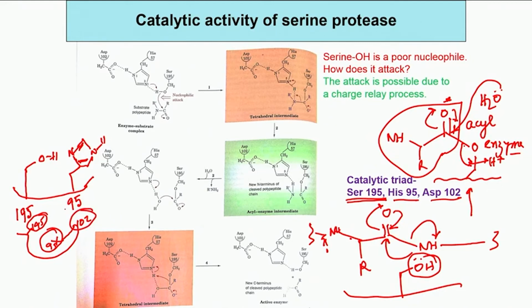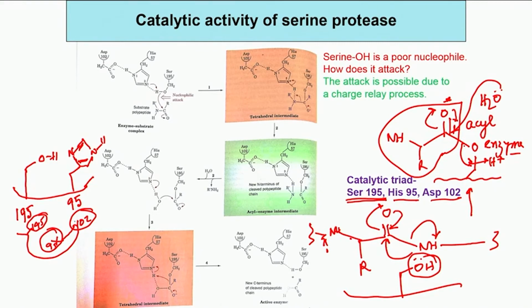aspartic acid, aspartate. We generally call it aspartate or glutamate in biology because at biological pH they will be ionized all the time. That is why, remember, glutamate is different from glutamic acid. Glutamate is the ionized form of glutamic acid. Okay. So, here it is aspartate.